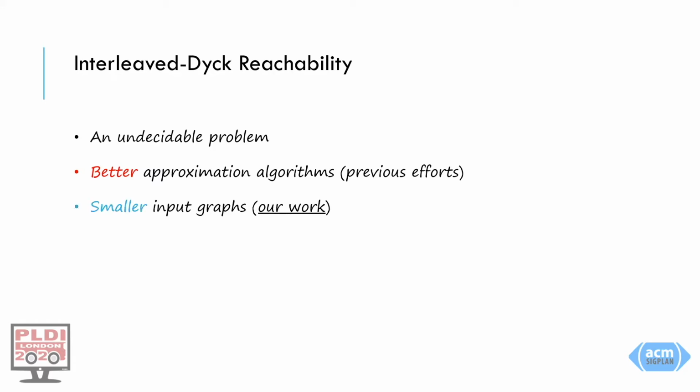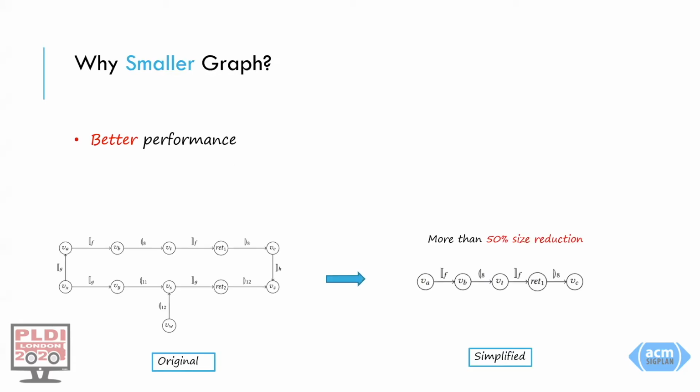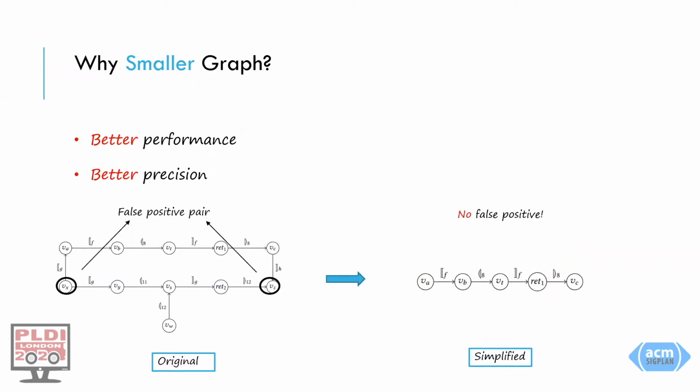We focus on simplifying its input graphs. Working on a simplified graph, inter-Dyck reachability algorithms have a much better performance. By removing some false positive pairs reported by approximation algorithms, simplified graph can also help increase precision.